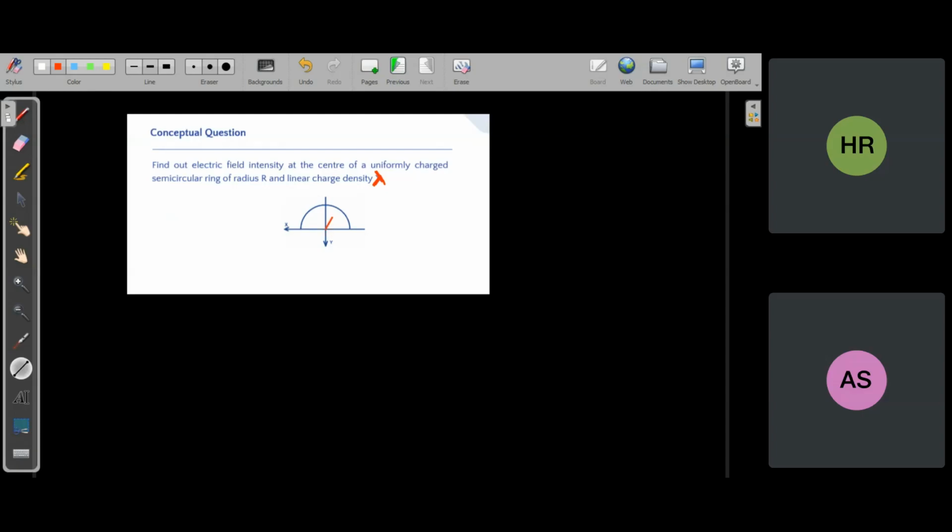At an angle theta, you will go and take a very small strip of the ring. Here you can see this length of the element will be nothing but r d theta. Because of that small element, there will be an electric field at the center in this direction, dE. And this dE will have two components, one in this direction, one in this direction. Are you getting it?